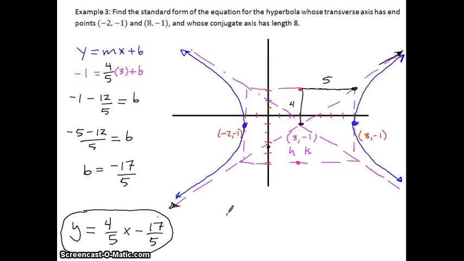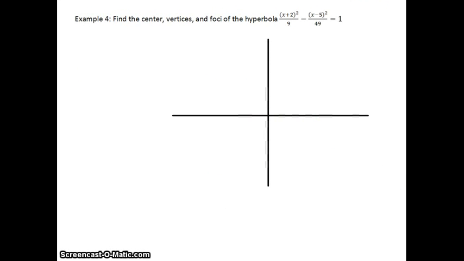Okay, let's finish up with this last problem here. We want to find the center, the vertices, and the foci of the hyperbola. Let's start off with the center. Our center, (h, k), so we take the opposite of the 2. We got a -2 and then a +5.